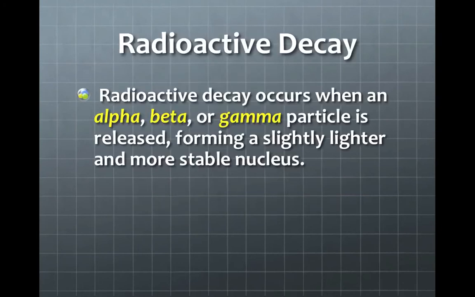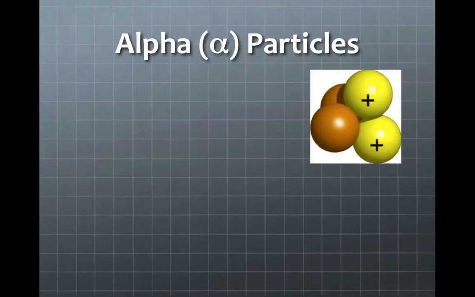So radioactive decay occurs when alpha, beta, or gamma particles are released, and it forms lighter and more stable nuclei, right? The reason why radioactive decay happens is because they're trying to become more stable. It's kind of like a garage sale. You want to clean out your house, and so you get rid of all your junk. That's kind of what radioactive decay is: the nucleus is getting rid of what it doesn't need.